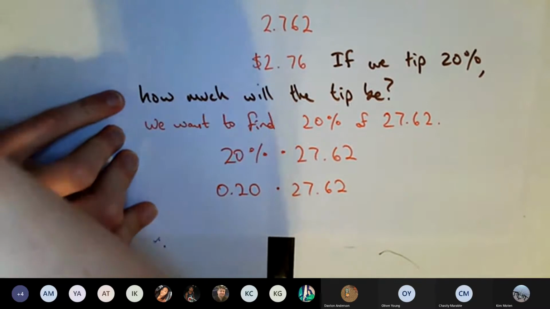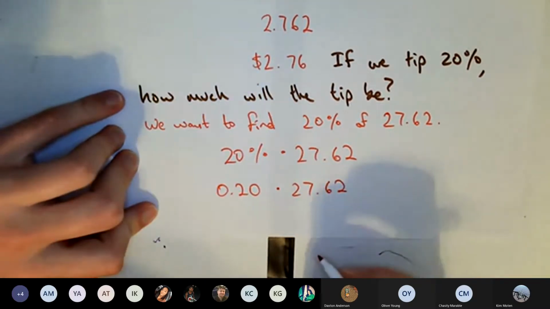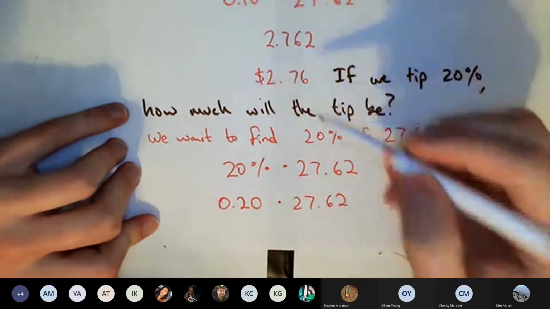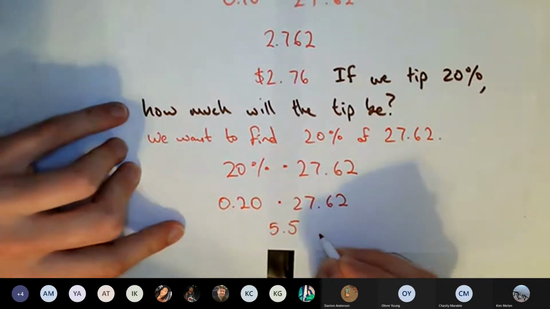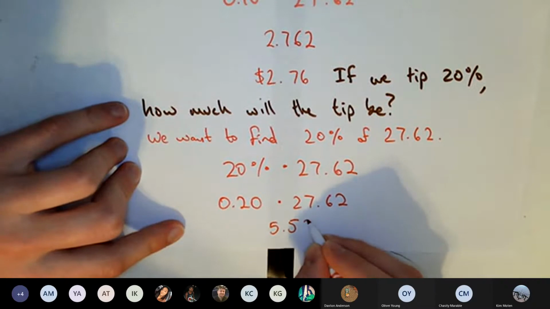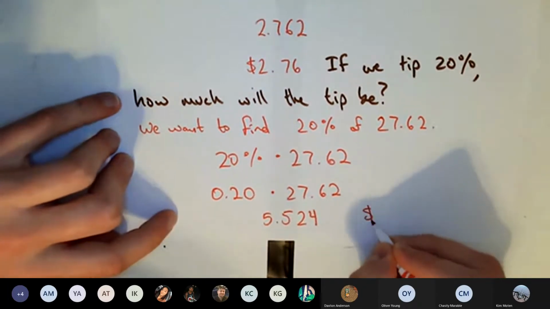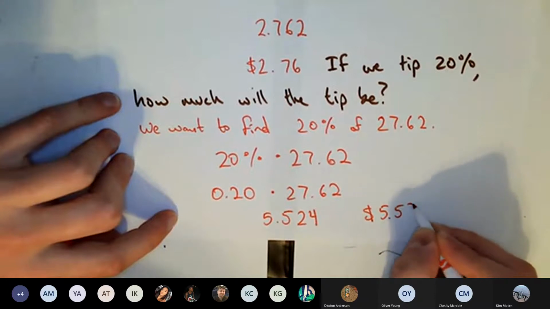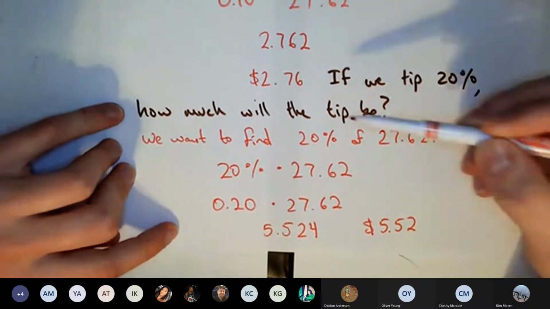And what do we get? So 0.2 times 27.62, and we will get double that 2.76 back here. Well, first, before I round it, we get 5.524, which then I'll round to be $5.52, which is exactly double the 10% tip.